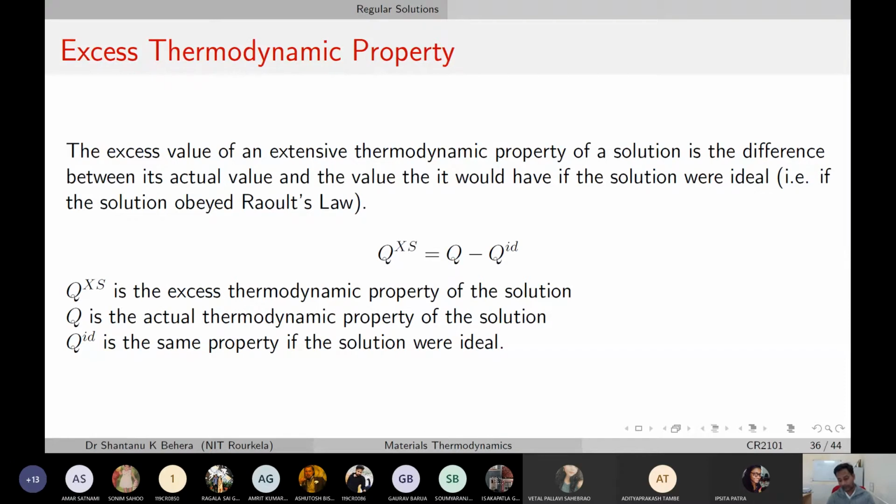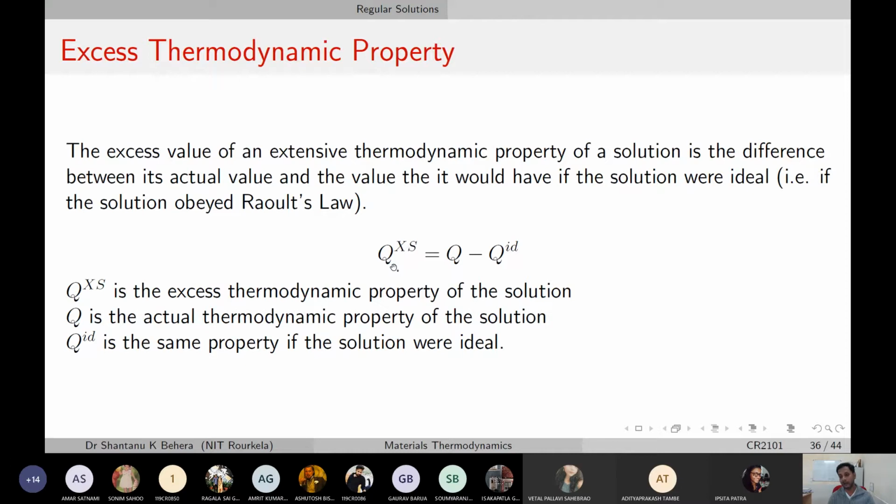And it's a very simple one. If there's a deviation from Raoult's law, then how much does it deviate? For that, if you talk about any thermodynamic property, and you need to find the excess quantity of that property, let's say the thermodynamic property is Q. The excess property is the value the property has normally, and what the property would have if the solution were ideal, right? And the difference between that is the excess property. It's as simple as that. This is the actual thermodynamic property, its value, and this is Q_ID, the value of the thermodynamic property if the solution were an ideal one, right? So the difference between them is called the excess thermodynamic property.